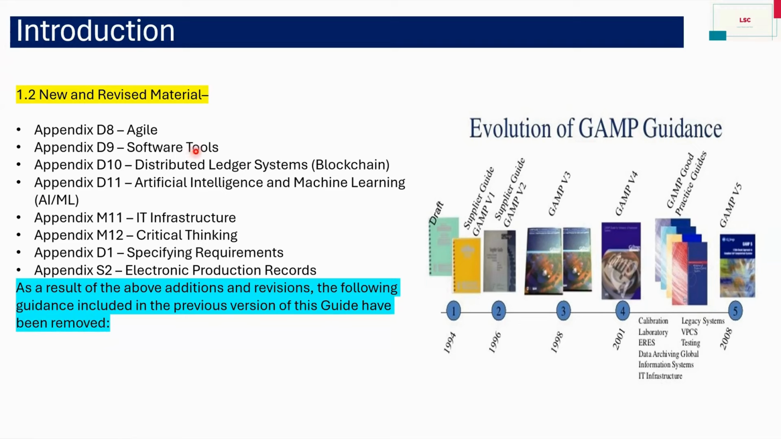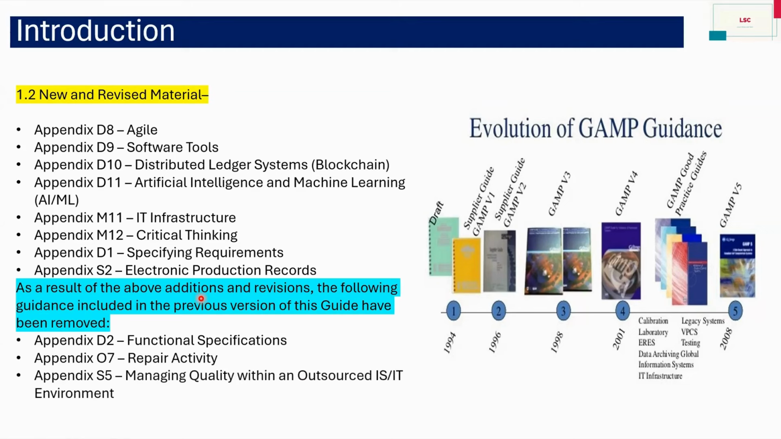So some are new and some are more developed. As a result of the above addition and revision, the following guidelines, included in the previous version of the guide, have been removed. So the previous version removed, that is first D2, functional specification, then O7, repair activity, and third one is S5, managing quality within an outsourced IS or IT environment. So this is the new and revised material in the GAMP 5 Edition 2.